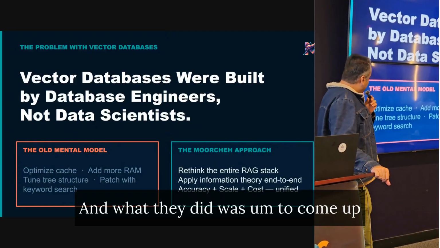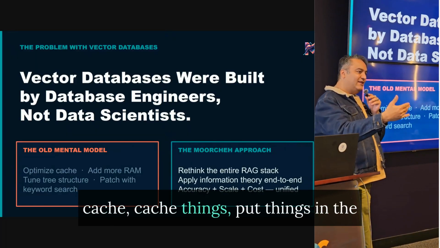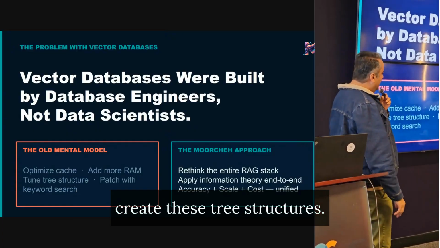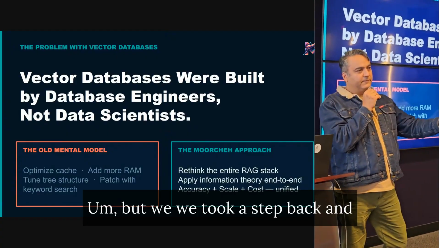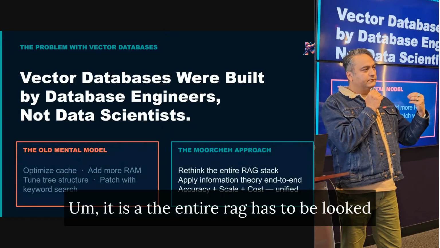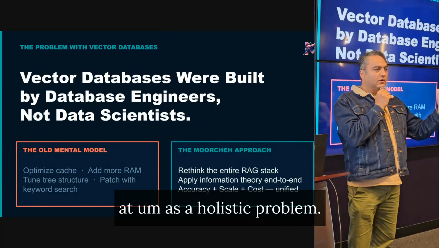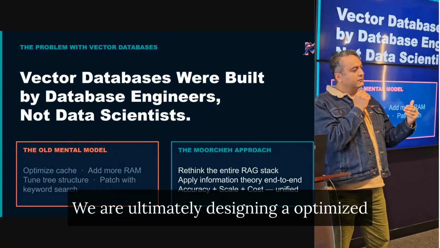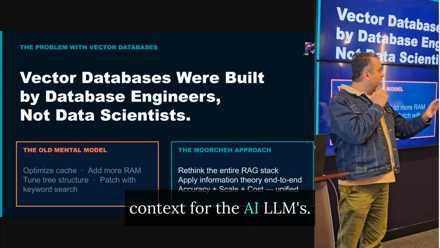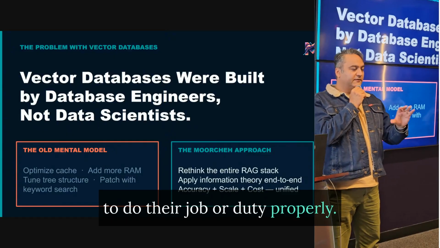And what they did was come up with classic methods, like adding more cache, putting things in storage, bringing them back into RAM, and creating these tree structures. But we took a step back and thought, what is the problem here? The entire RAG has to be looked at as a holistic problem. We are ultimately designing optimized context for the AI LLMs to do their job or duty properly.